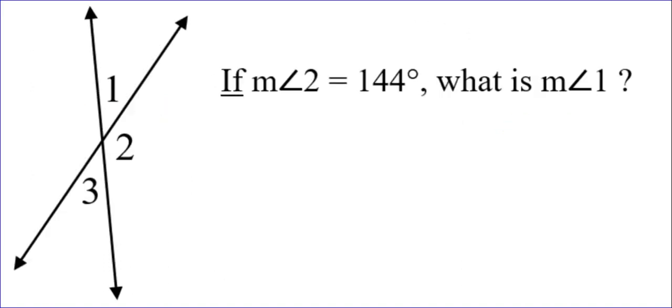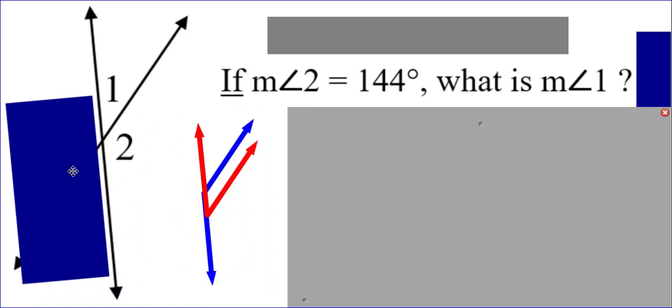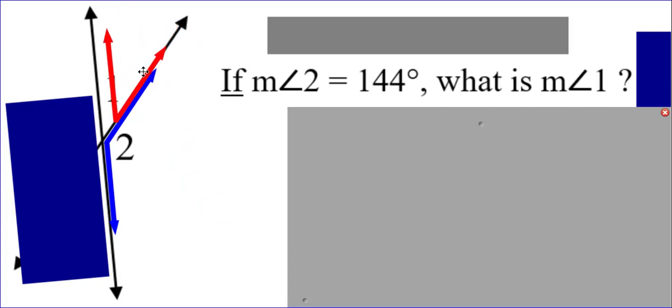Next, new drawing. If the measure of angle 2, that's what that M stands for, the measure, equals 144 degrees, what is the measure of angle 1? All right, so we don't really need angle 3 for this problem, so we can kind of ignore that and cover that up. Angle 2 is this big obtuse angle. We already know it's a measure of 144 degrees. We're trying to find the measure of angle 1, which is pretty clearly an acute angle.